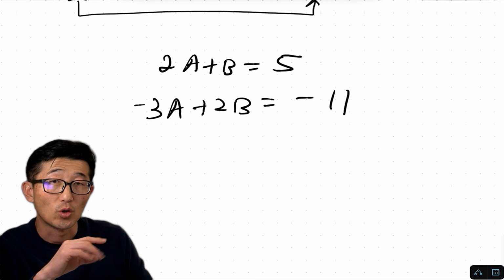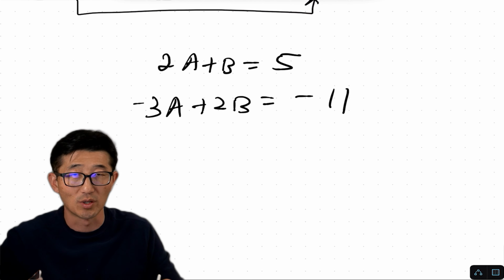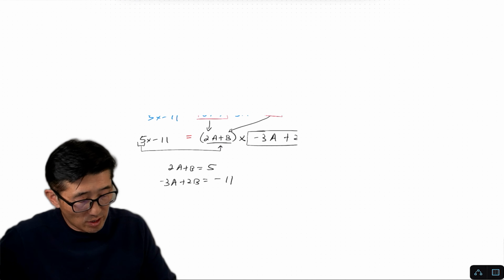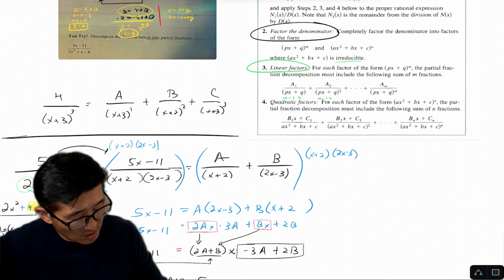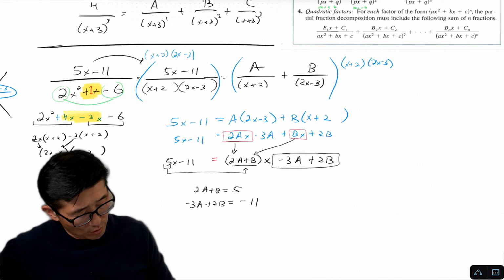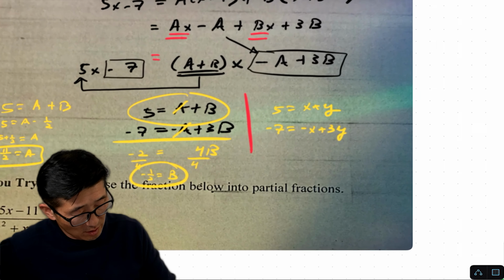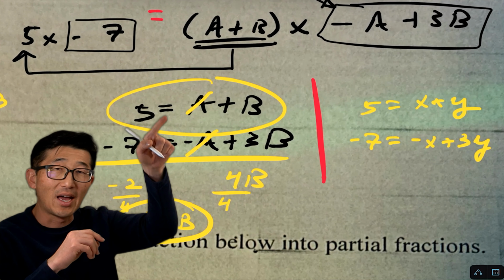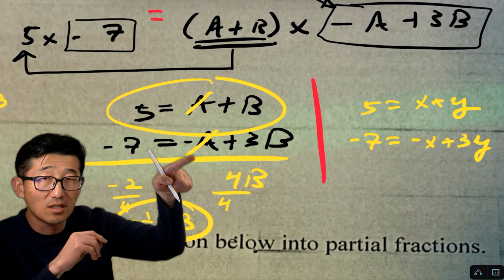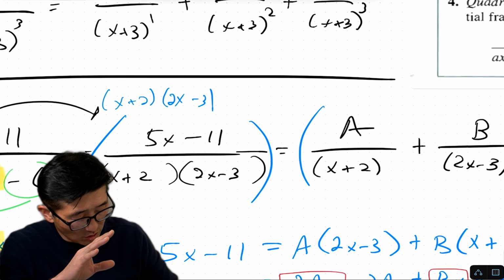Okay, the question is now, what do we do with this? Now, I'm going to show you this method and just stick with this one. The first method I did was I added it straight down, remember that? You know how I just added straight down and canceled out the a's? But I'm going to show you a different way because it's not always going to be that simple.